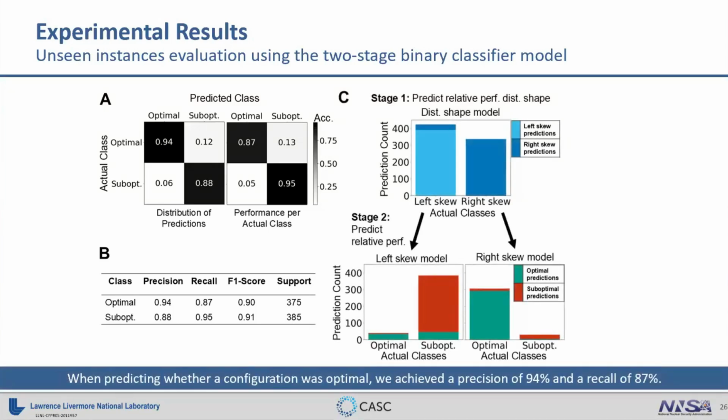And in panel C, we have predictions per stage, per decision tree, using stacked bar plots. Here we can see the number of test samples, or support, that was sent from stage 1 to the stage 2 models. The left skewed model received a larger proportion of the suboptimal instances to classify, and vice versa for the right skew model. And as hypothesized, the performance prediction models in stage 2 had very high precision accuracies, having been trained on a respective data group of kernels.